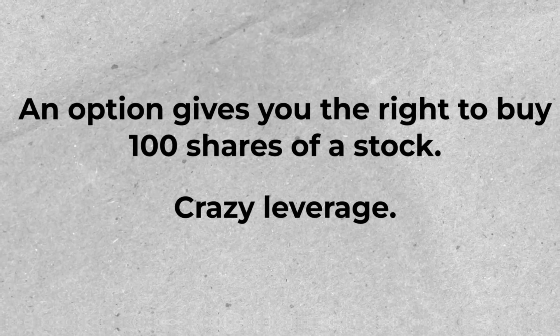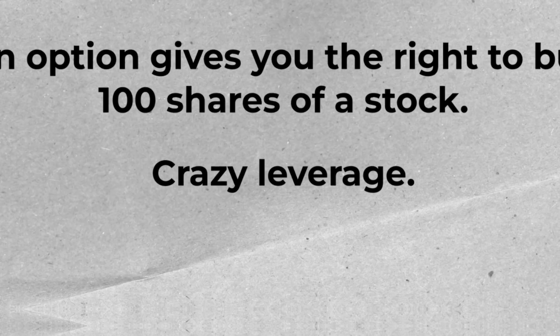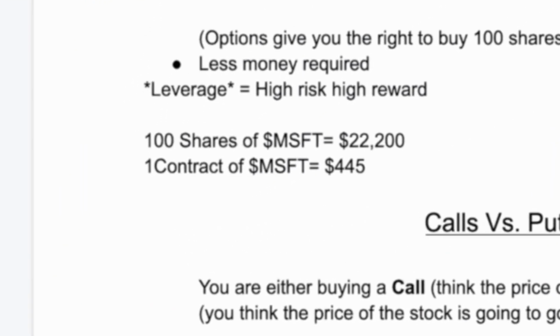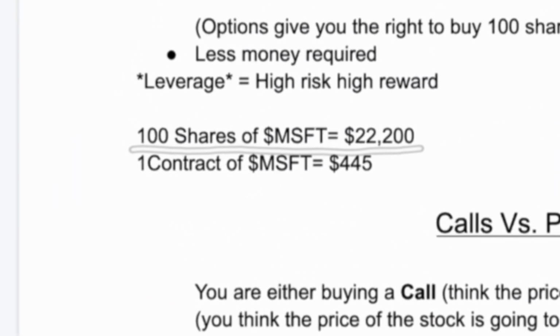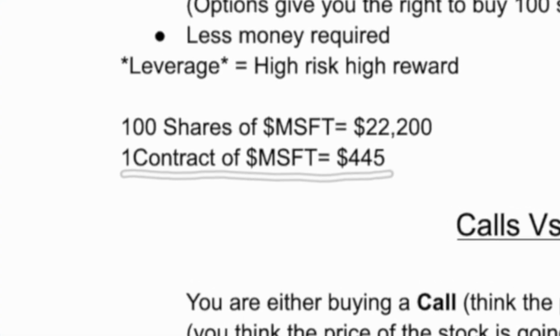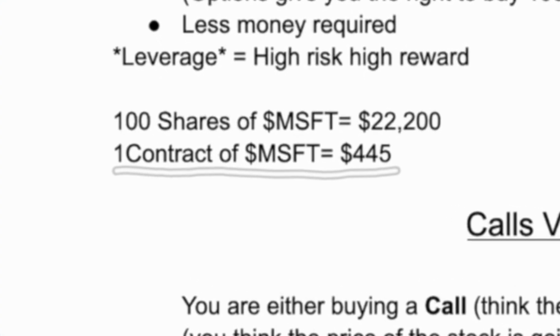Options give you this crazy leverage that you would otherwise not have. For example, if you buy 100 shares of Microsoft, that's gonna cost you $22,200. Now, on the other hand, if you buy one contract of Microsoft, it's gonna cost you $445.